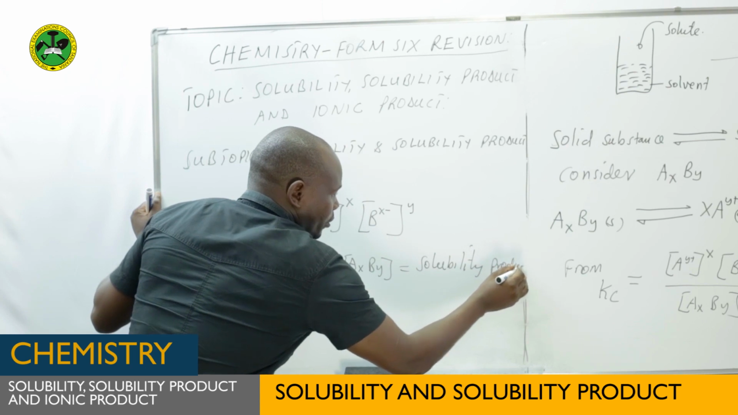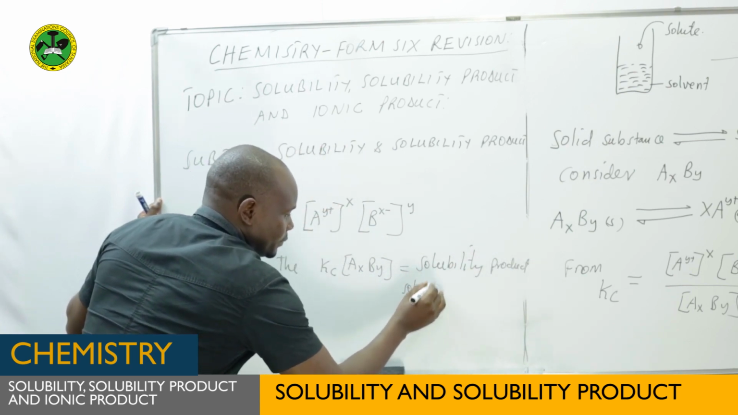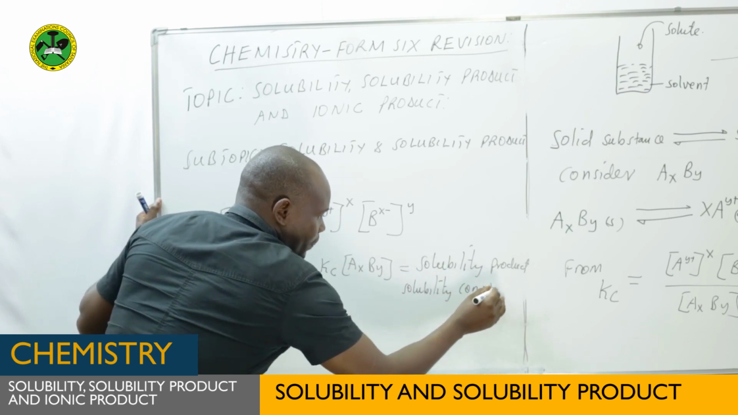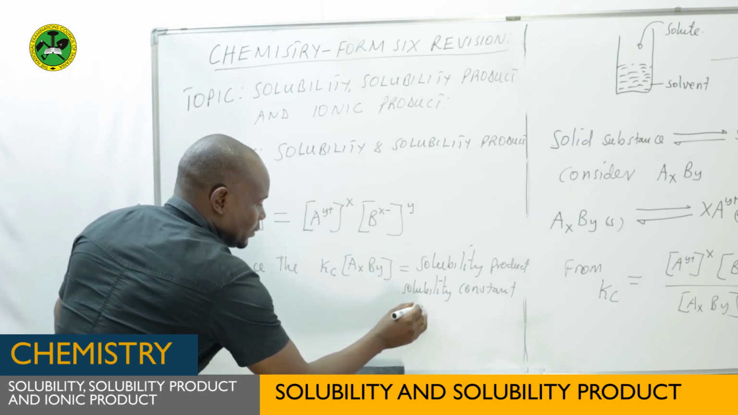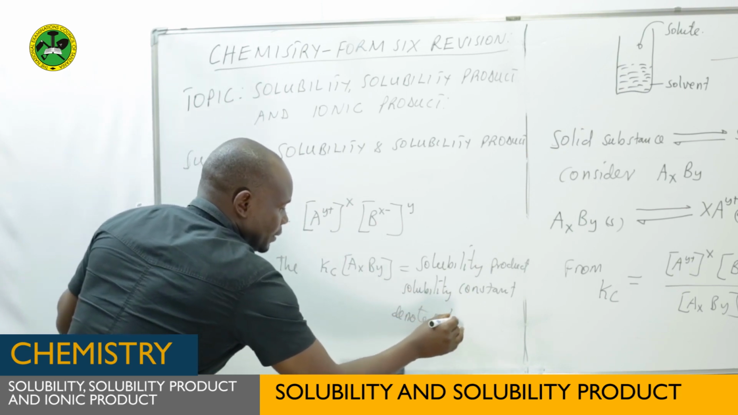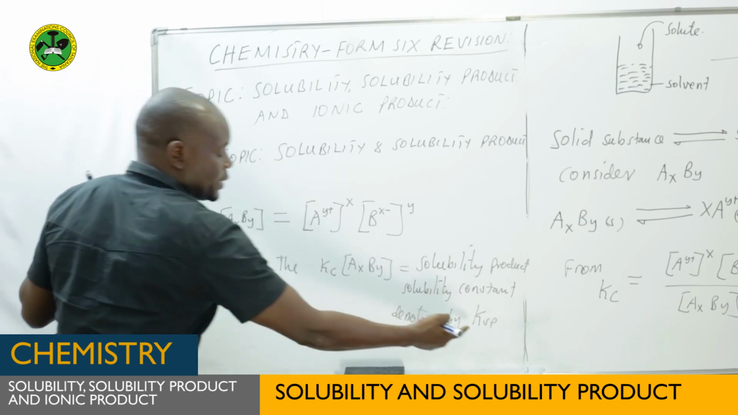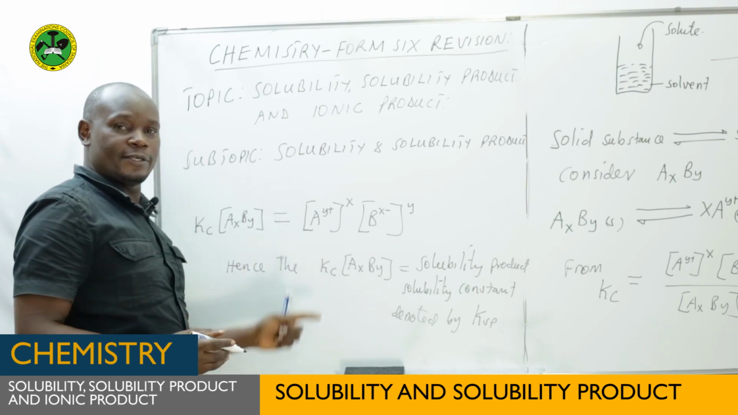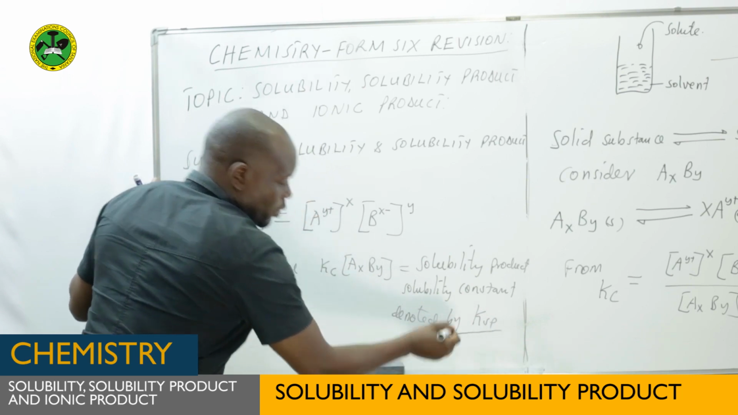Or in the other way, we also call it the solubility constant, and it is denoted by KSP. So KSP stands for the solubility constant of a sparingly soluble substance. So that is now our new constant.